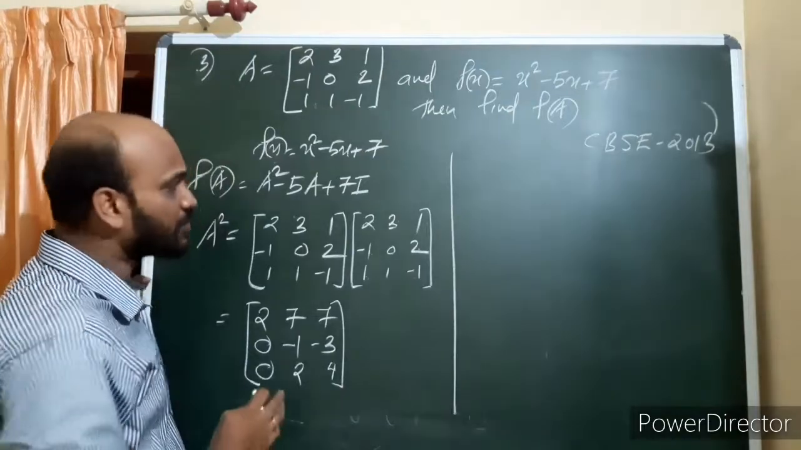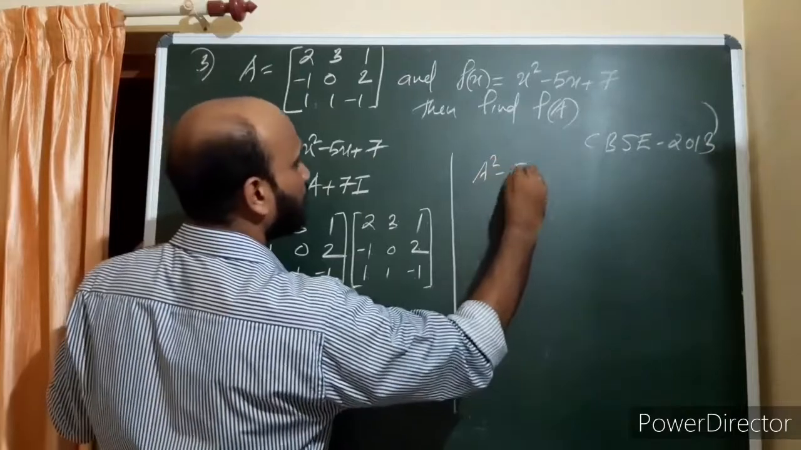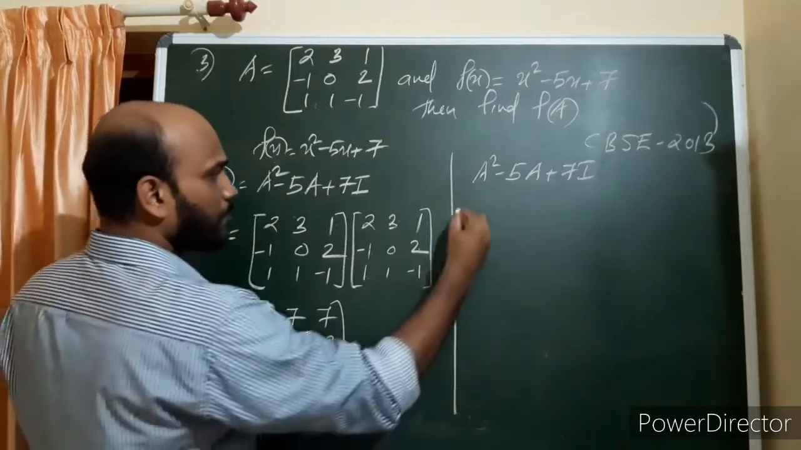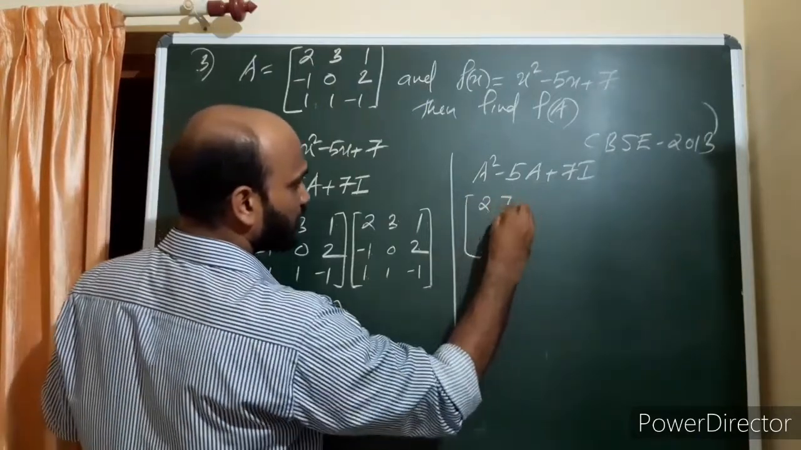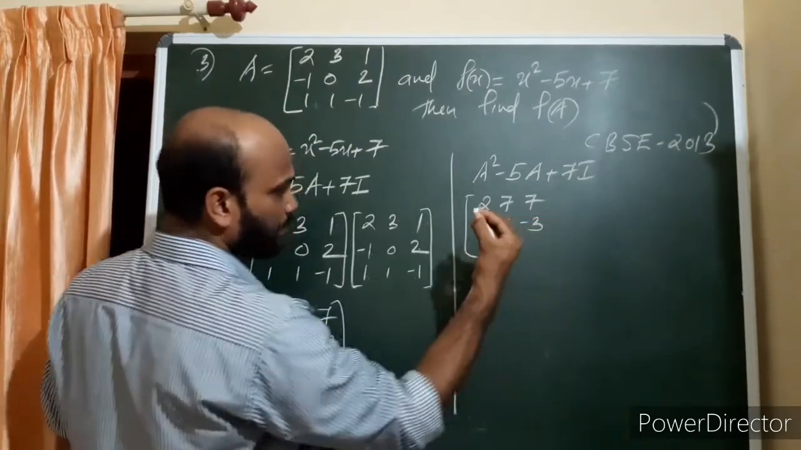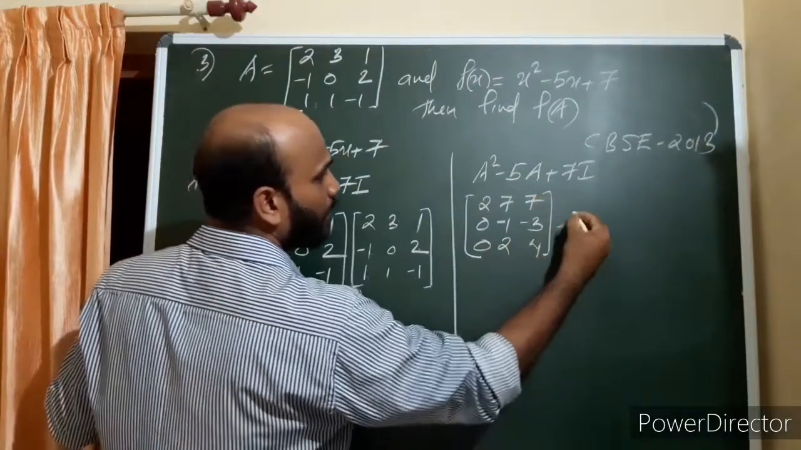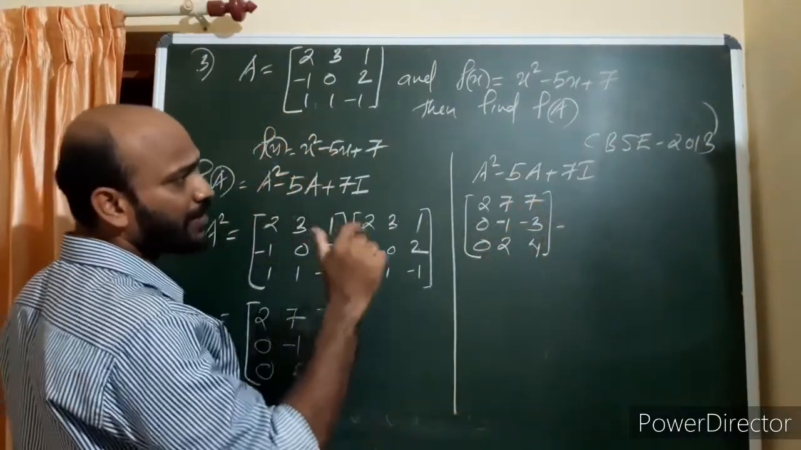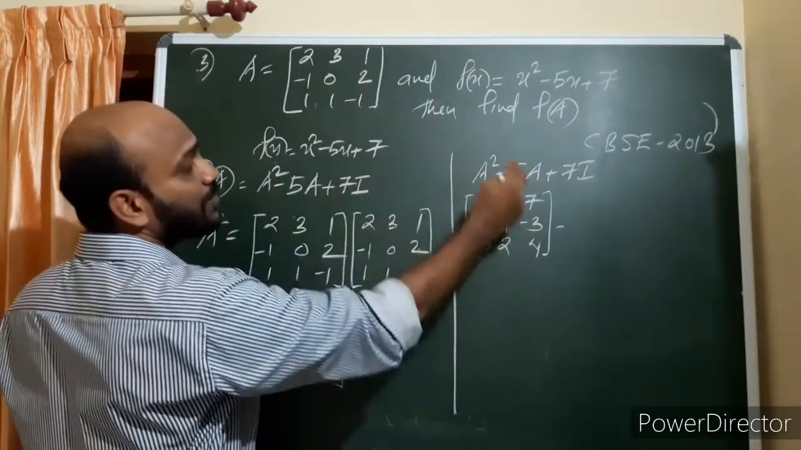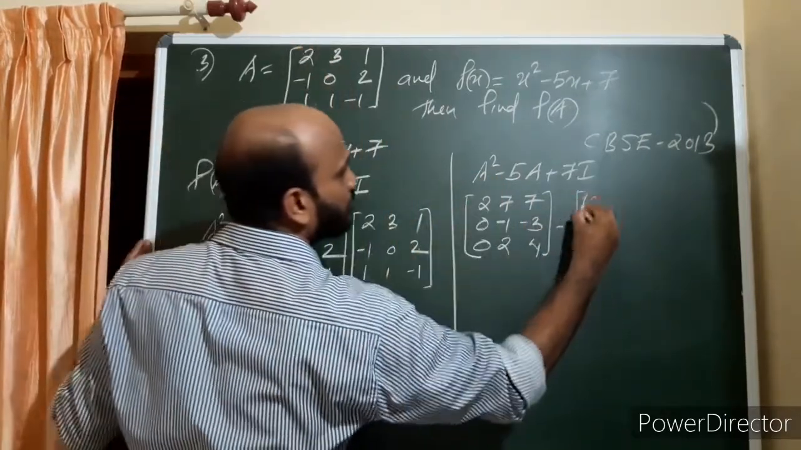Now we can substitute these values in this equation. So A square minus 5A plus 7I will be equal to [2, 7, 7; 0, minus 1, minus 3; 1, 2, 4]. Minus 5 into A, so we can write the answer directly. Minus 5 into A means you have to multiply A with the number 5. So minus, first element will be 10.